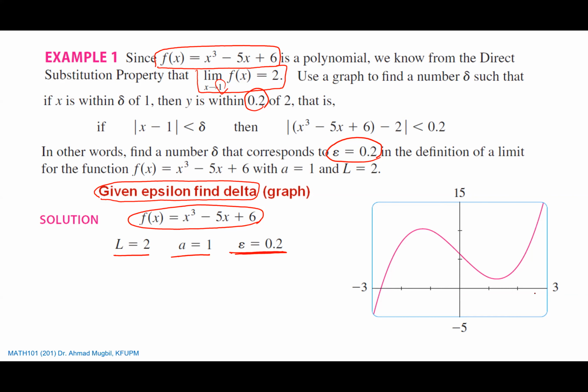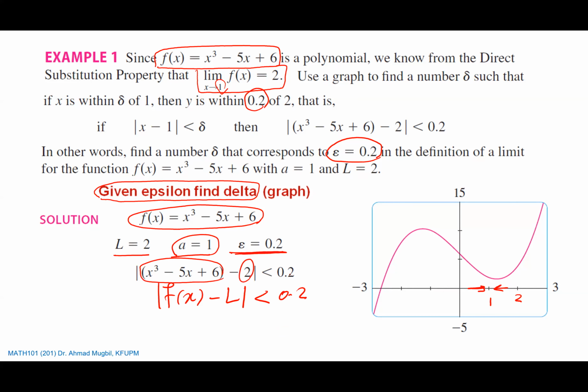So now we have the graph. This is 3, this is 2, this is 1. We need to focus when x approaches 1, so when we are very close to 1. So we will zoom in on this graph. What we want at the end, by the way, is f of x minus L less than epsilon, greater than 0, of course. Now we have epsilon, it is 0.2. Now we want to find delta. This is our target. Now this is the function. This is L, this is epsilon.